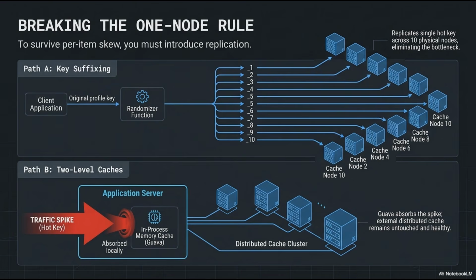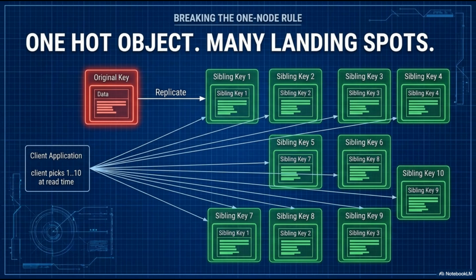Then, when the client application wants to read the profile, it randomly picks an integer between 1 and 10, appends it to the key, and makes the request. You have instantly distributed the read volume across 10 different nodes on the hash ring. That's clever. I've also seen teams use a two-level cache for this.